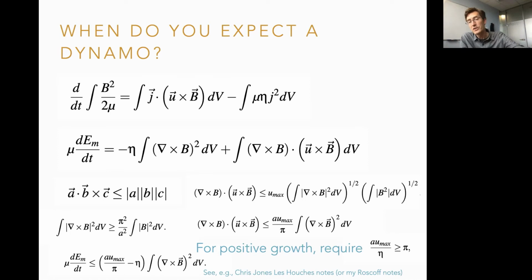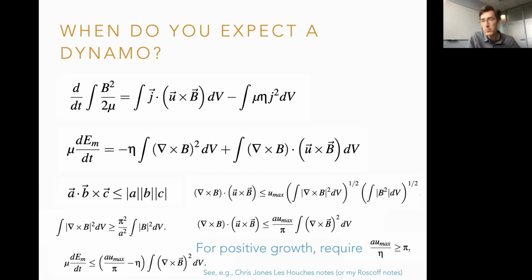So you can use that. Then we have ∇×B · (U×B) is less than or equal to this expression here. The punchline is this equation at the very bottom of the page, a firm bound on the growth of magnetic energy: it must be less than or equal to A·U_max over π minus η, where U_max is the greatest value of U within the spherical shell, times this integral of (∇×B)².